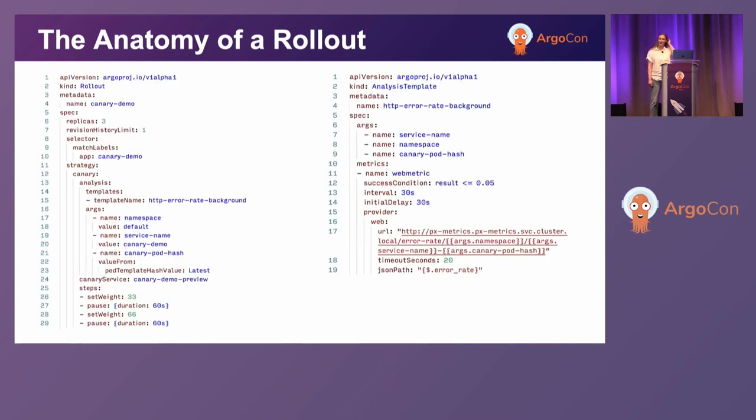Here's our rollout resource on the left, and you can see the steps at the bottom. We're going to direct initially 33% of our traffic to the Canary, which is way too much traffic, but this is for example purposes. Then we're going to pause 60 seconds to give our analysis some time to run. Then we're going to increase the traffic to the Canary to 66% and pause again to run more analysis. We have a background analysis running, where on the right you can see that every 30 seconds after an initial delay of 30 seconds, we're checking the error rate of our Canary pods. And if that error rate is greater than 5%, we're going to fail fast.